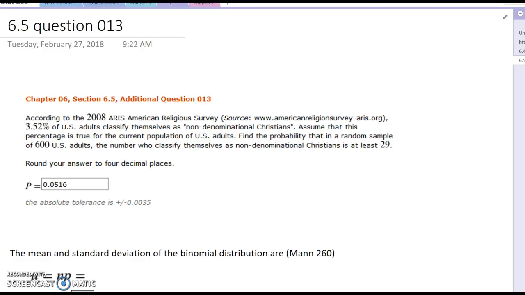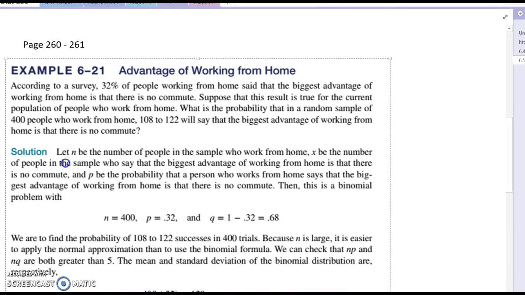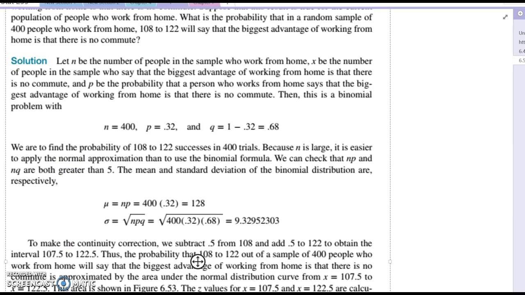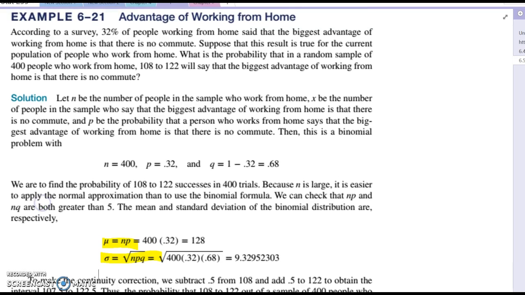We're going to look at additional question 13 from 6.5. And before we do this, I want to look at example 621 in the textbook. This is on page 260 to 261. Very similar setup, and it actually gives you the two formulas you're using to calculate your mean and your standard deviation.